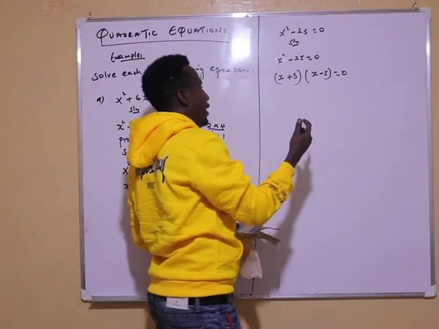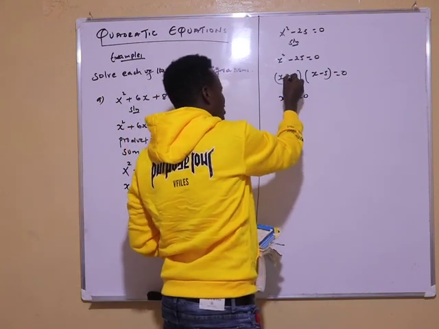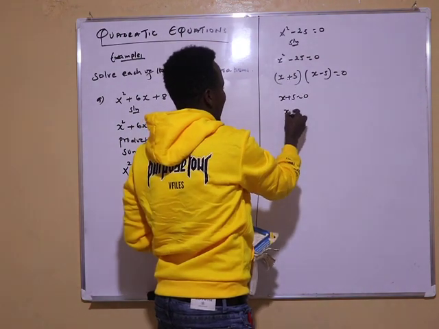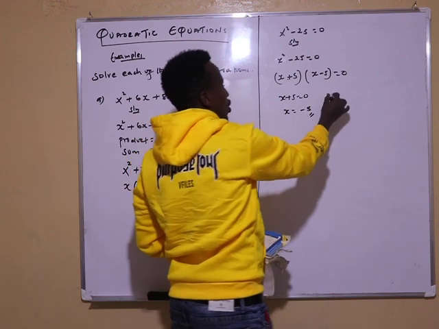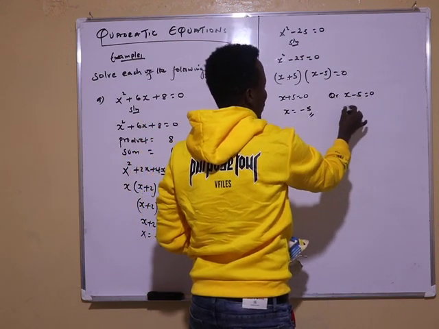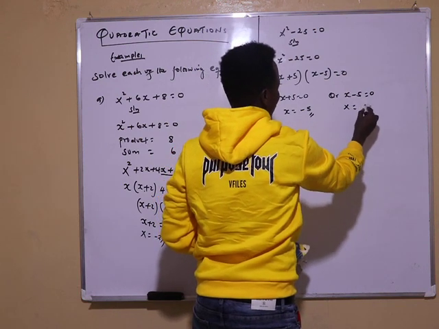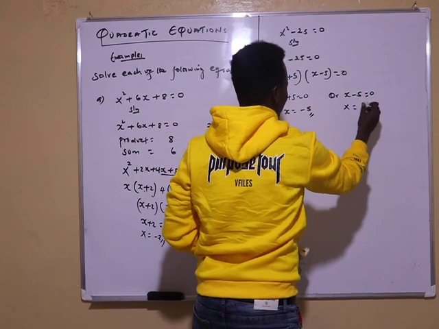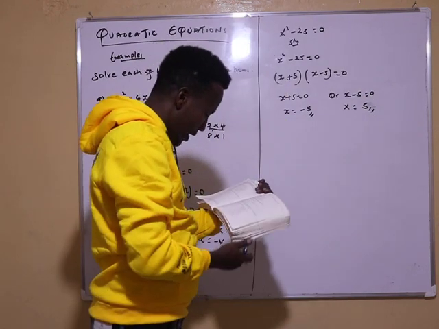Then from there you can say x plus 5 is equal to 0. Equate this one to 0. Then x is equal to negative 5. This is the first answer. Or x minus 5 is equal to 0. X is equal to 5. This is the second value. So they will have a different sign. One will be positive and the other will be negative, for your information.